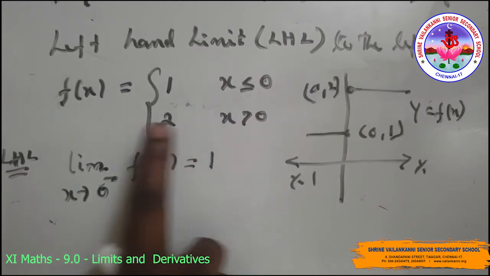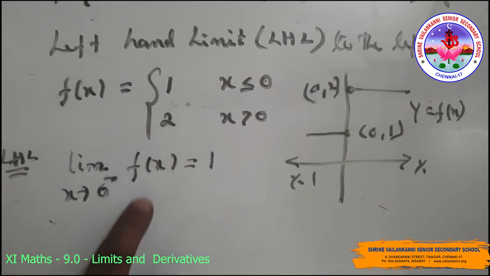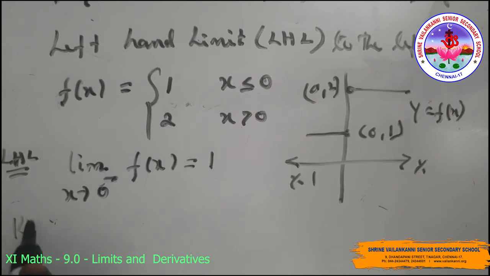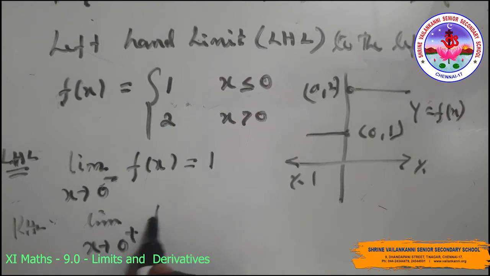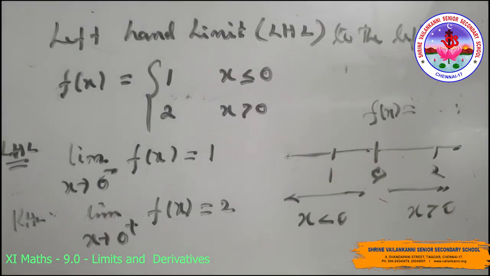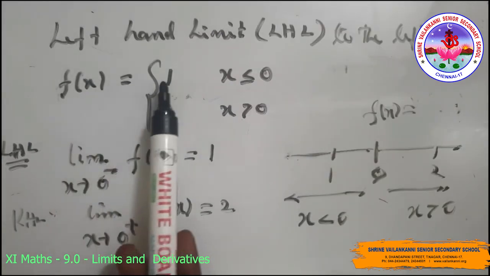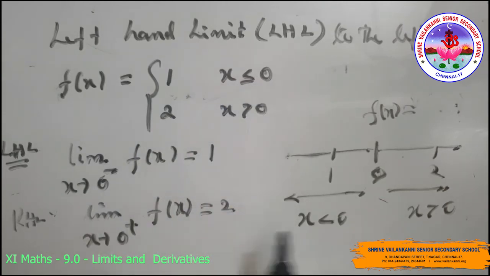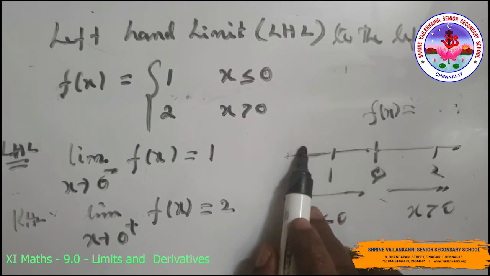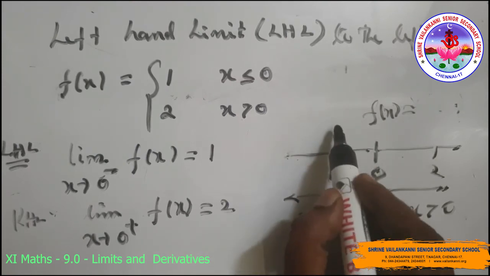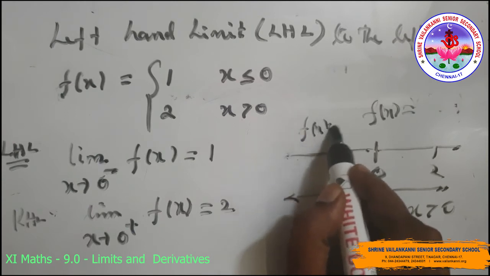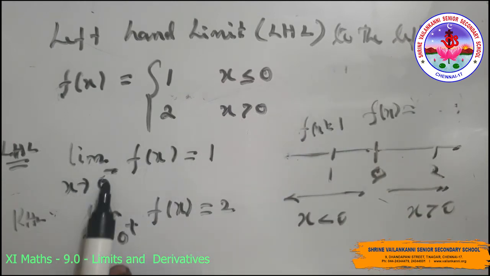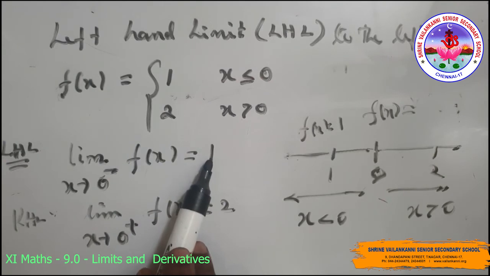To the right of 0, the function f of x is 2. So we denote right hand limit as limit x tends to 0 plus f of x equal to 2. Here we have the function f of x which is 1 when x is less than 0. That is, to the left of 0, the function f of x equal to 1. So left hand limit is denoted by limit x tends to 0 minus f of x equal to 1.